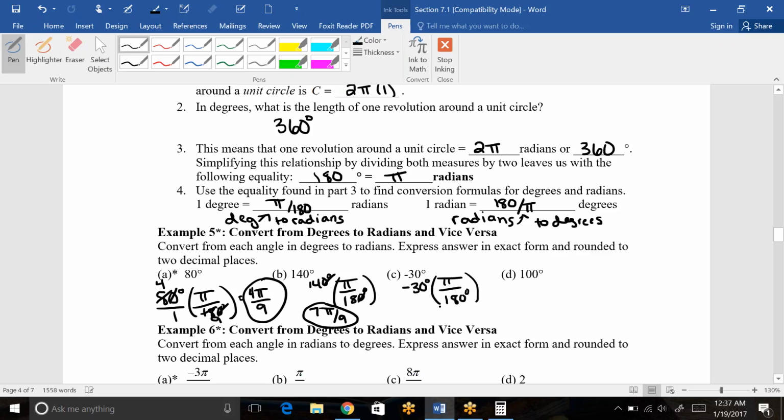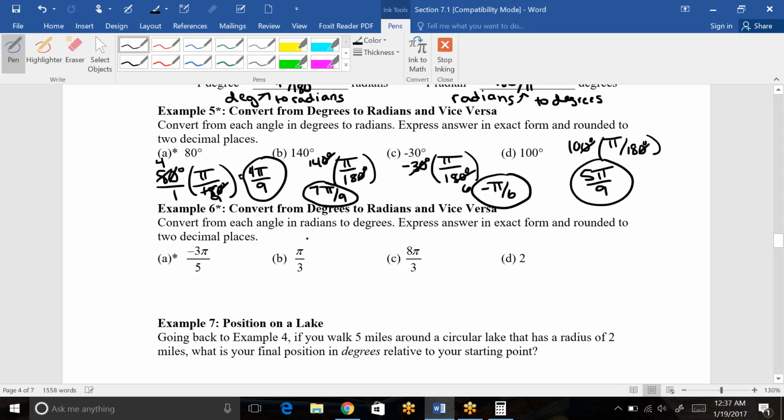Be careful not to lose your negative symbol. 30 actually goes into 180 evenly. It goes in 6 times, so there's going to be a 6 left over in the bottom, and this would be negative pi over 6, which just means it's in radians, but it's also, remember, clockwise. And then 100 degrees times pi over 180. Cancel out the last 0, divide by 10. 10 and 18 are both divisible by 2, so 5 pi over 9.